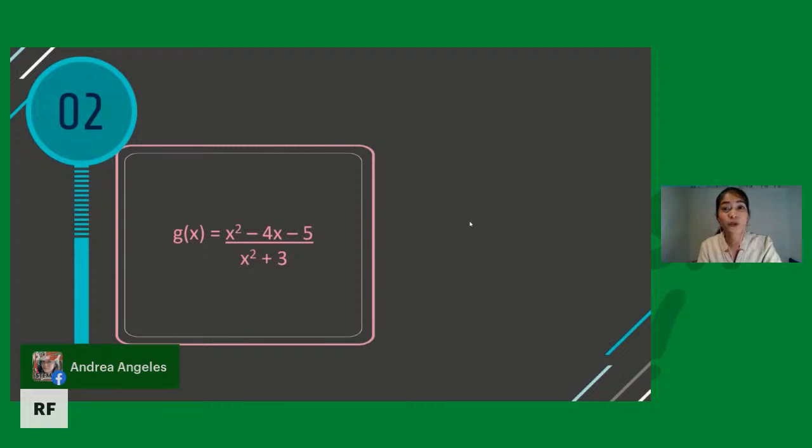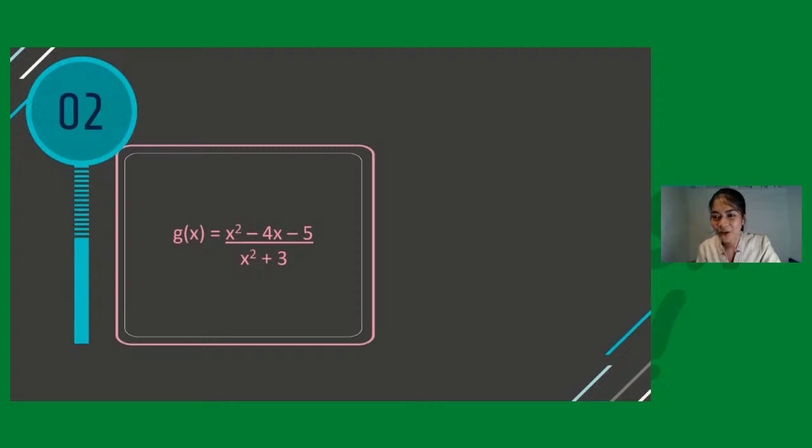Next question. For number 2, given the function g of x is equal to x squared minus 4x minus 5 all over x squared plus 3, is this a rational function or not? Type in RF for rational function and NRF for not a rational function. Number 2, is that RF or NRF? Let me read again the given. Given g of x is equal to x squared minus 4x minus 5 all over x squared plus 3, is that RF or NRF? Okay, I'm seeing correct answer. Sabi ni Angelo Gadiano, that is RF. Let's see. Okay, very good. Number 2 is RF.